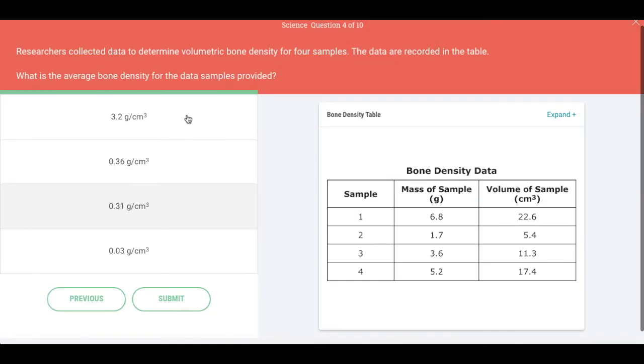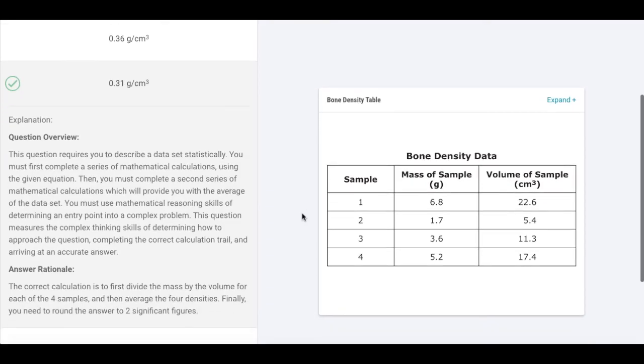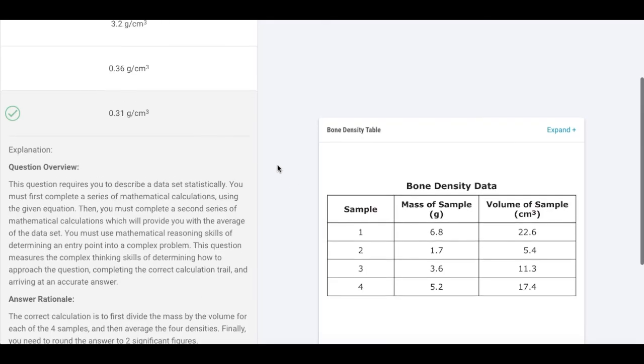So now coming back to our answer choices, we have 3.2, 0.36, 0.31, and 0.03, and so we know that 0.31 is the correct answer, so let's check that out here. And here is the explanation. It has the question overview, and it says the correct calculation is to first divide the mass by the volume for each of the 4 samples, then average the 4 densities, and then finally round the answer to 2 significant figures, which is basically what we did here. You can pause the video and take your time to read this if you want, and then let's move on to the next question.